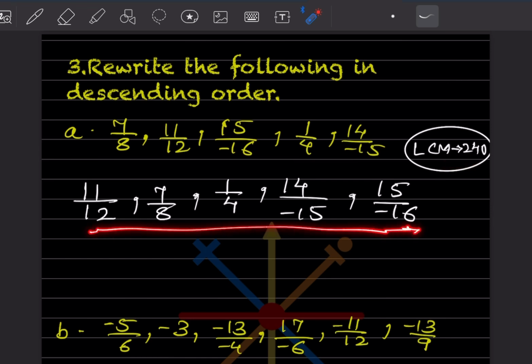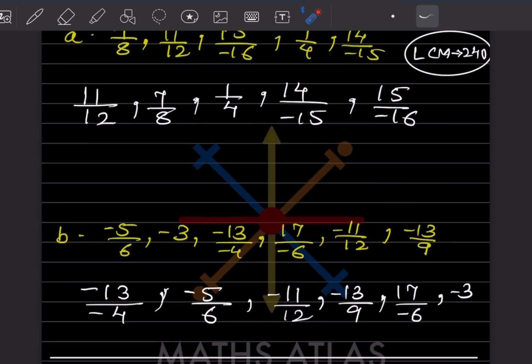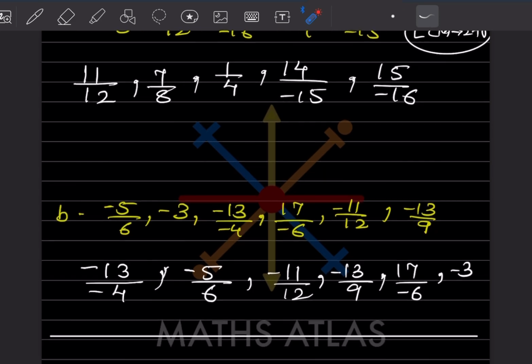So this is the direct answer for this one. Again for this one, what will you do? There is only a whole number, so the denominator should be 1. Again you will take the LCM of this one. You can just see what is the LCM of this one. So this is the answer for this one.